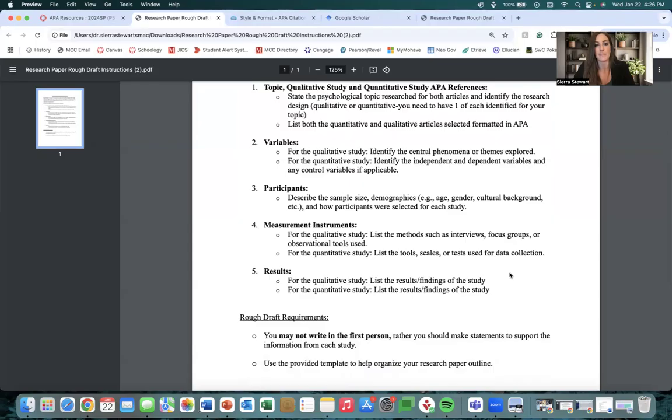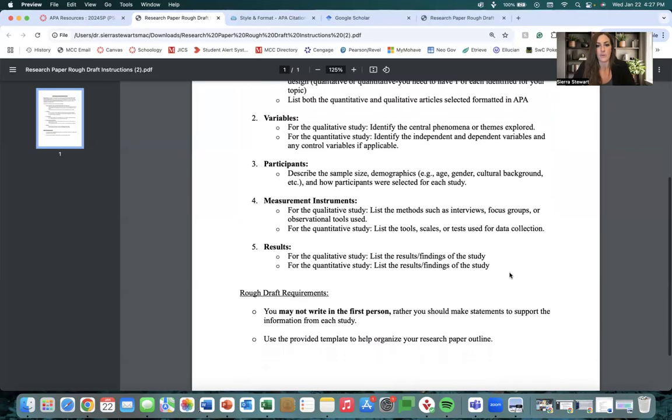So you're going to describe the sample size, so how many people were involved, the demographics, so what are their ages, what are their genders, or cultural backgrounds, anything that it lists, and then how participants were selected. So it will say how they were selected, where they were found, or why they chose these specific participants for this study. Then the measurement instrument, you're going to list for the qualitative study, whatever that is, such as an interview, a focus group, or some sort of observational tool. And then for the quantitative study, you would list that scale, that questionnaire, the survey, whatever it is that they use to gather the quantitative data.